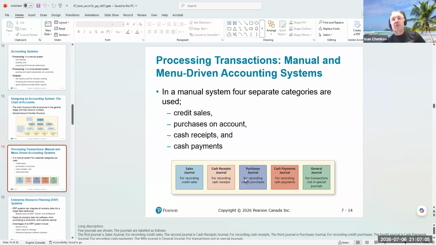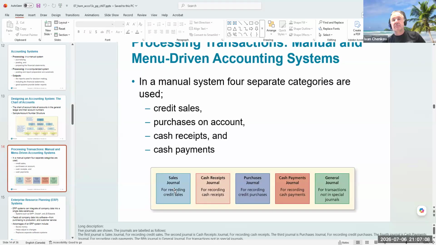One module is going to deal only with the sales. The next module will be the cash receipt journal. In the cash receipt journal, every time cash is received from a client, it's going to go to this journal. Then we're going to have the purchase journal and the cash payment journal. And then we're going to have the general journal.